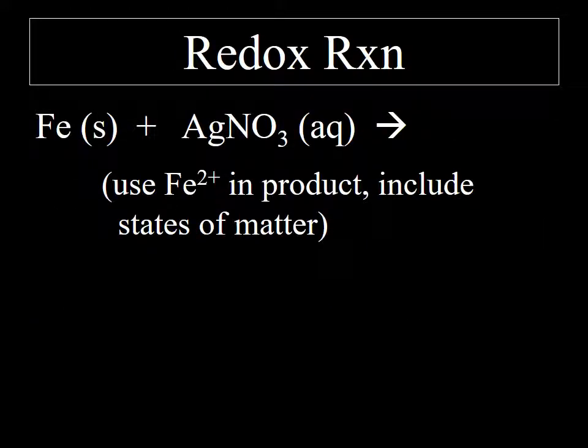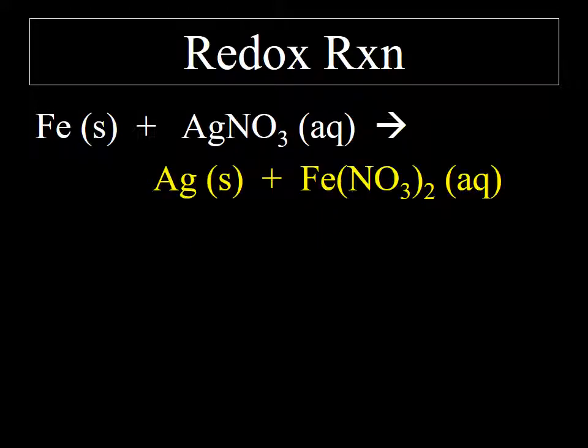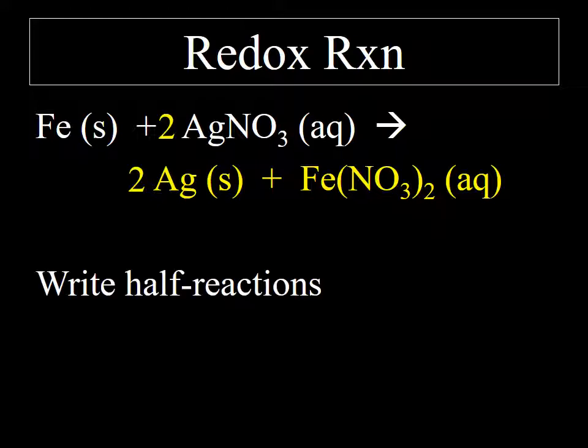Looking at this redox reaction, I want you to predict the products. Use iron 2 in your product. Make sure you put some states of matter on it. So pause for a second, fill in some products on your packet. Hopefully you came up with this. Hopefully you crisscrossed the iron and nitrate properly, and hopefully you balanced it, because this isn't balanced yet. Now it's balanced.